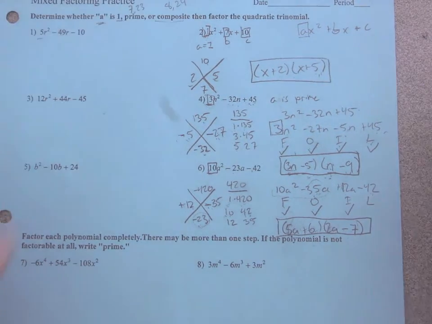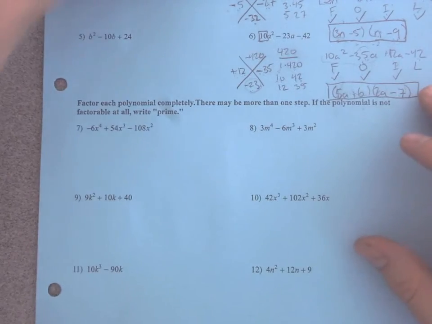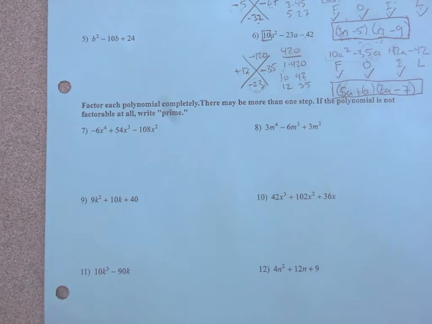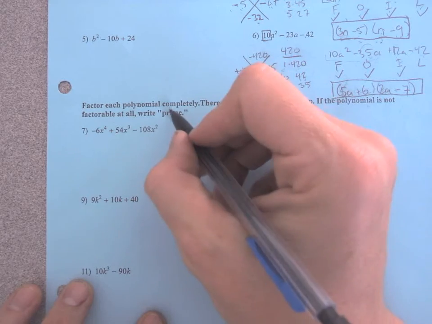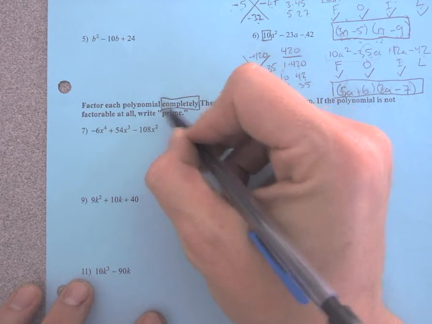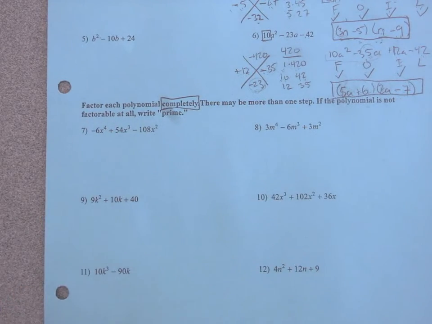Okay, let's go through some of these. Okay, we're not going to go through all of the evens here, but we'll go through a few of them. Now these ones say factor each polynomial completely. And this right here is a key word. When it says completely, that means all the way, which means there might be more than one step.